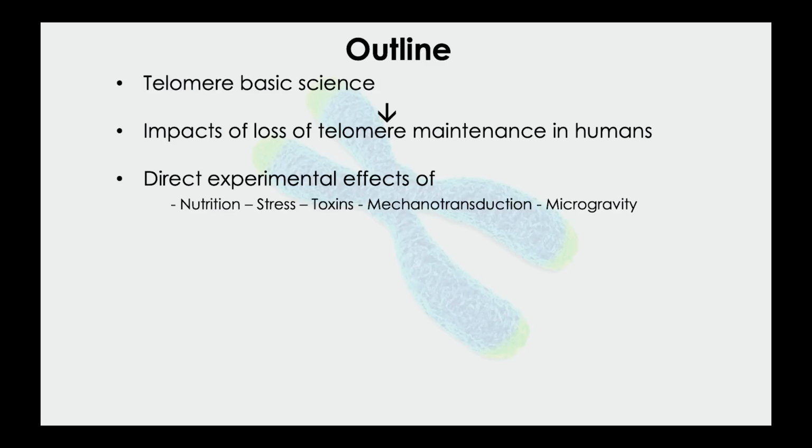I'm just looking at data sets and effects of things that are very vital to cells: nutrition. I'll talk about examples of each of these. I'll take you through this. Stress, toxins even, mechanotransduction, implications for space, microgravity even.